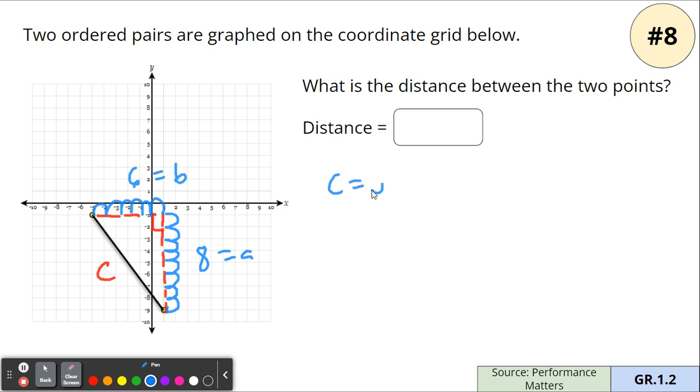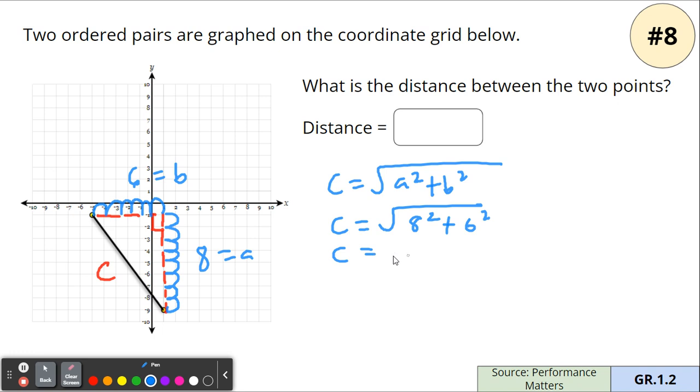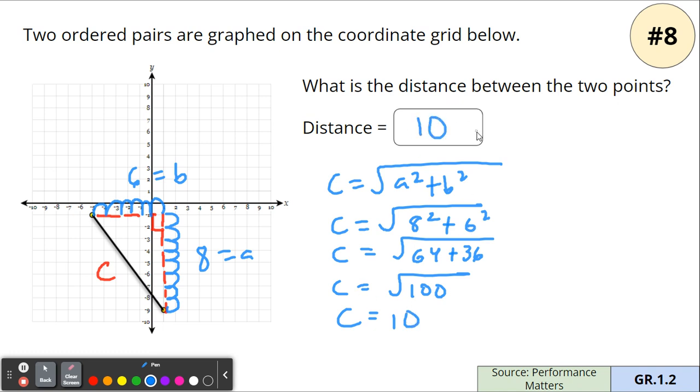To get C, we get the square root of A squared plus B squared. So we have here 8 squared plus 6 squared. As you all know, that is 64 plus 36. 64 plus 36 is 100, and the square root of 100 is 10. So therefore, our distance is 10 units. Our hypotenuse will be 10. Again, you can press the square root of 64 plus 36 in your calculator, and it will automatically give you 10 as your answer.